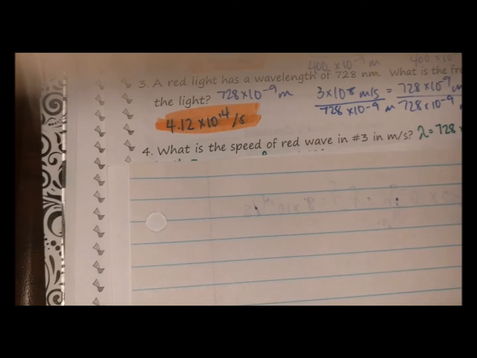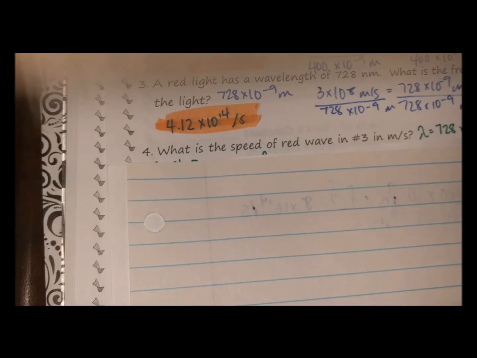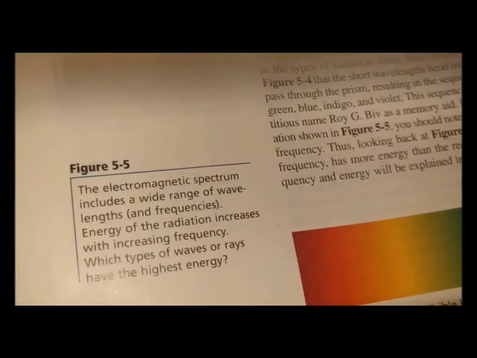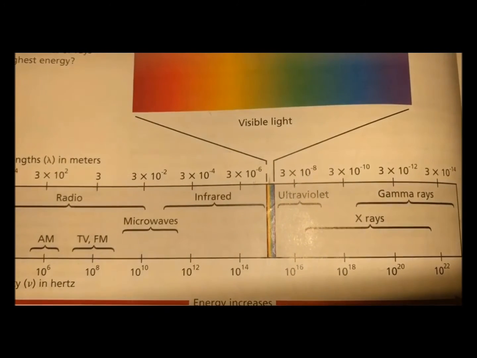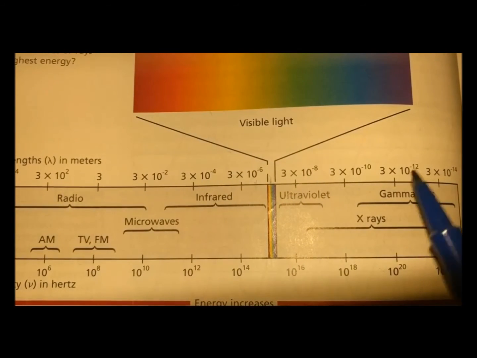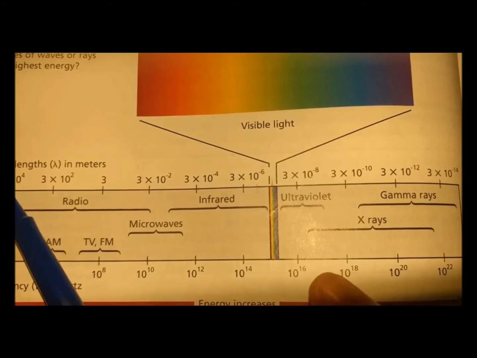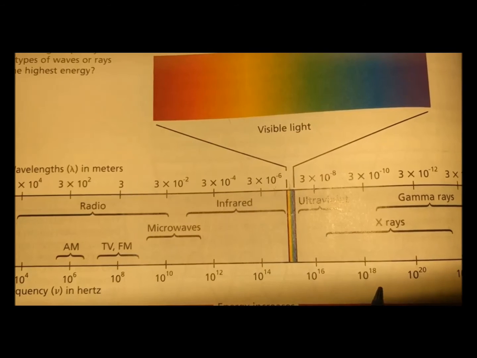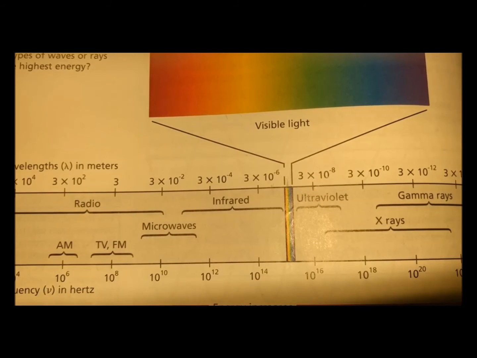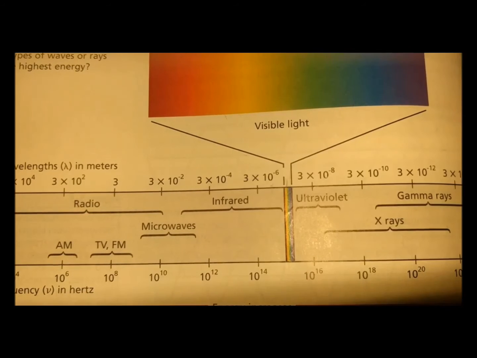So this question's a little different than we've been doing. They're asking for the speed. But this time they're wanting us to use this chart. So page 120 I told you about in your textbook. So the way this works is wavelength is at the top, frequency is at the bottom, and then they're going to tell you what kind of wave it is. In this case, they tell you it's a red wave.